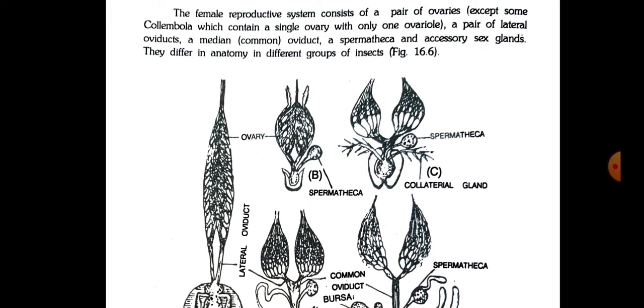The female reproductive system consists of a pair of ovaries, except some Collembola, which contain a single ovary with only one ovariole, a pair of lateral oviducts, a median or common oviduct, a spermatheca, and accessory sex glands. They differ in anatomy in different groups of insects.